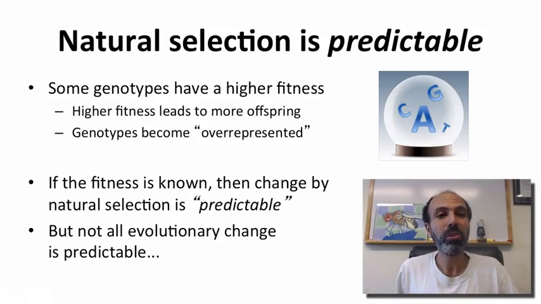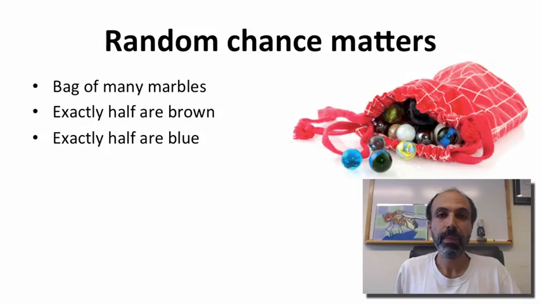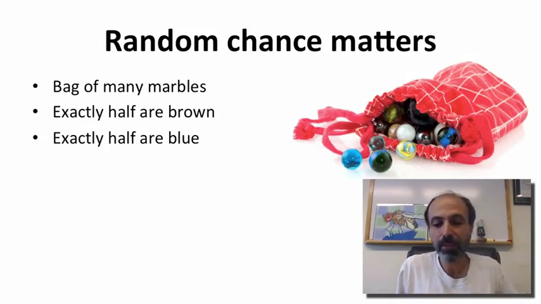But not all evolutionary change is this predictable. As I mentioned, species typically have finite numbers of individuals. As a result of that, random chance matters. Let me start with an analogy. Let's look at a bag of marbles.